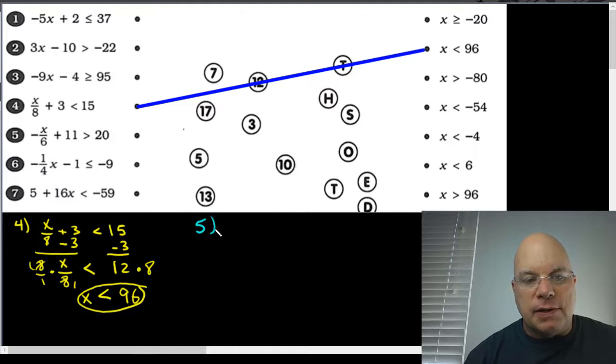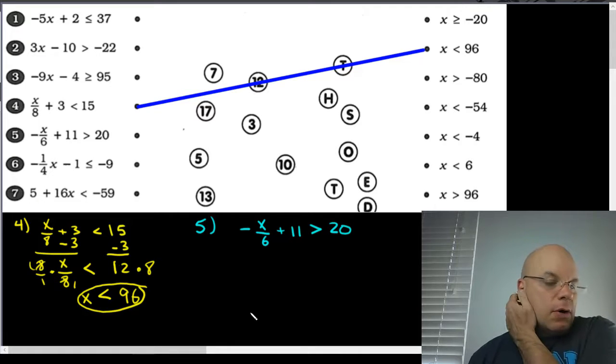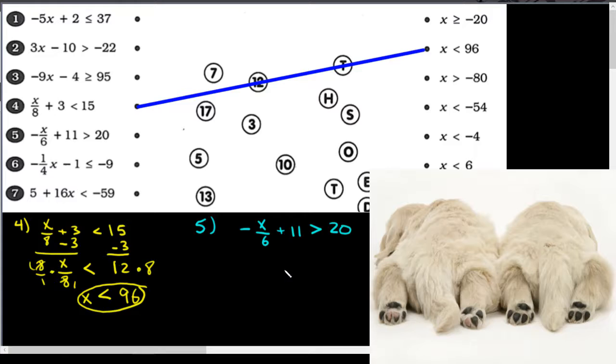I'll also do problem number 5 with you. Problem number 5 is negative x over 6 plus 11 is greater than 20. Why don't you try that one on your own during the pause and then come back and compare your work to mine. Paused.